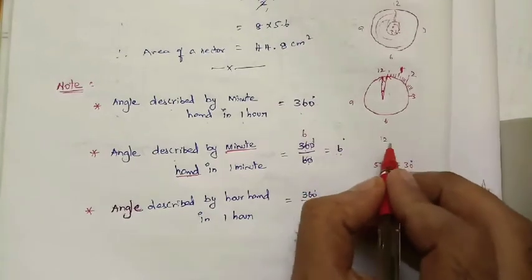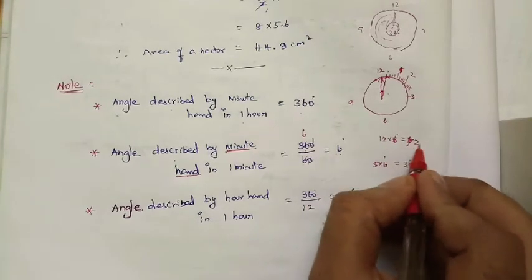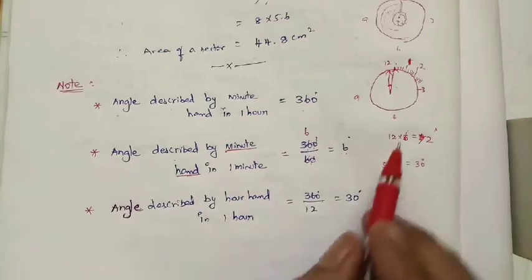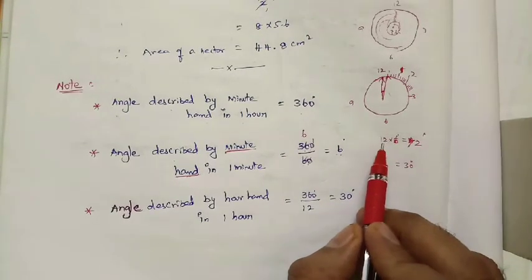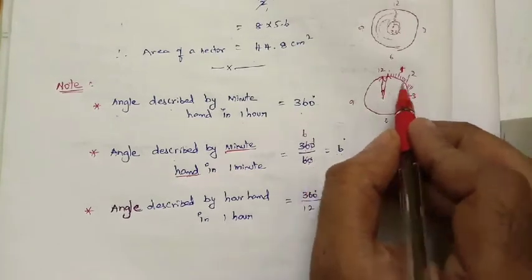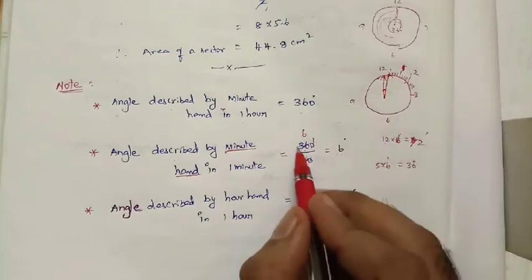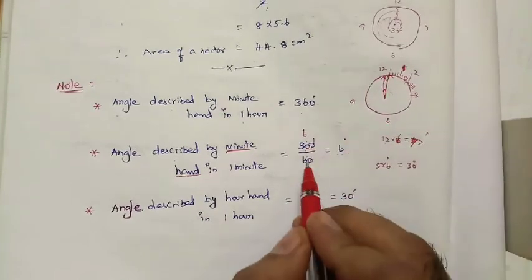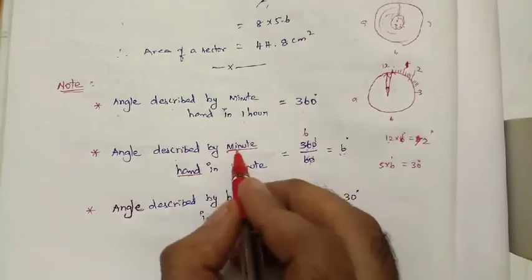For 12 minutes, it is 12 into 6, which is 72 degree, right? For 1 minute it described a 6 degree angle, so for 12 minutes we just multiply 12 into 6. The complete angle is 360 degree, and for 1 minute the minute hand describes 6 degree.